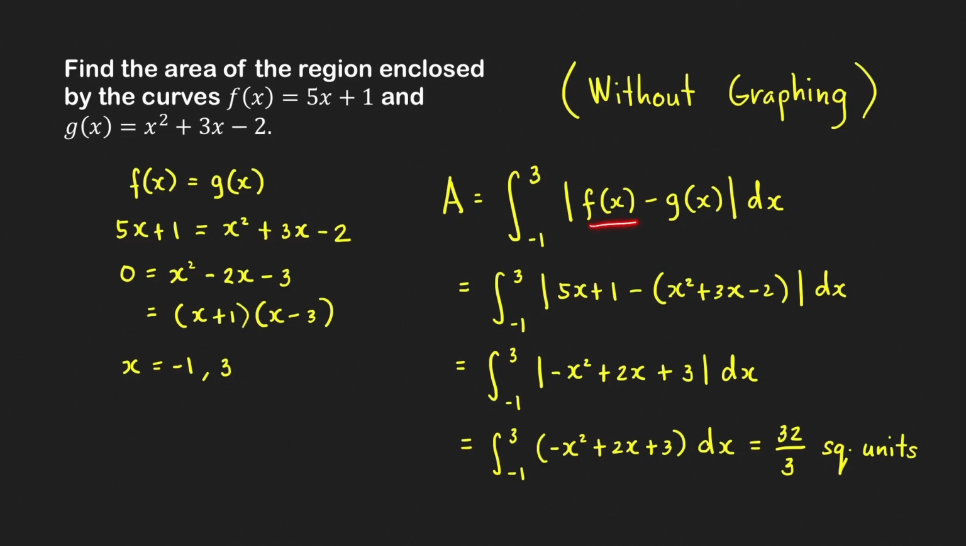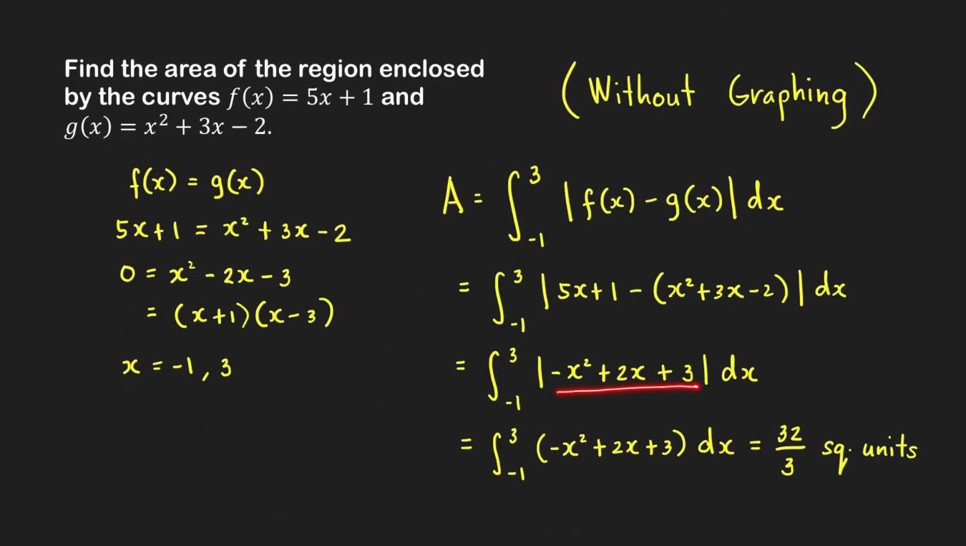Now, the order of f and g here is not important because we have this absolute value. So you can write this f of x minus g of x as g of x minus f of x. So what is our f of x? It is equal to 5x plus 1 and then minus this g of x here. And when we simplify this one, we'll get -x² plus 2x plus 3.